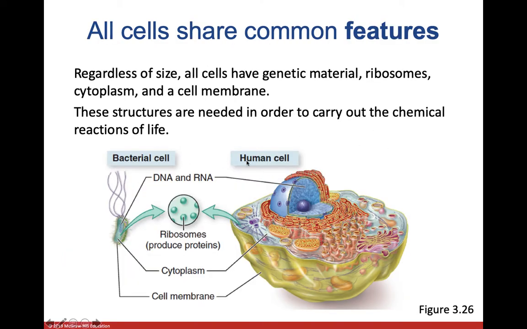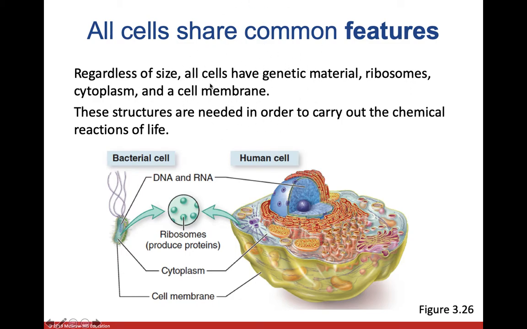Now, regardless of the size, every single cell on the planet is going to share some characteristics in common, and this is what makes cells cells. As a scientist, we have to be able to define what something is to be able to classify it. So we have to have a couple of traits, like we talked about with the traits of life, to define what a cell is and what's not a cell. So these traits here are what's going to classify a cell.